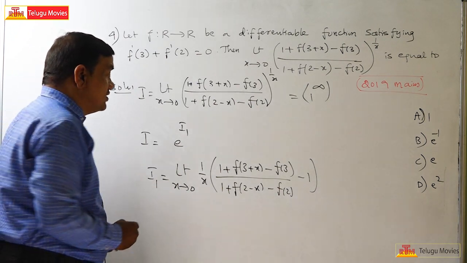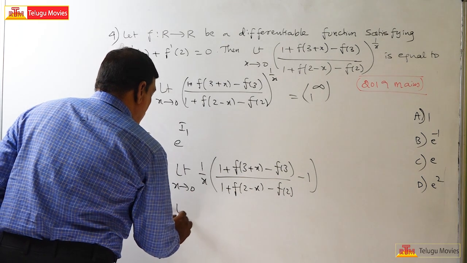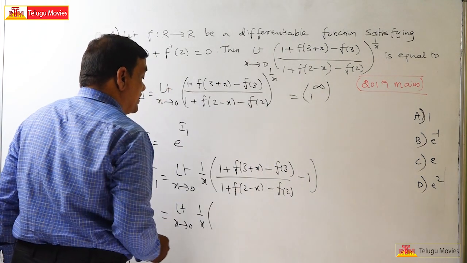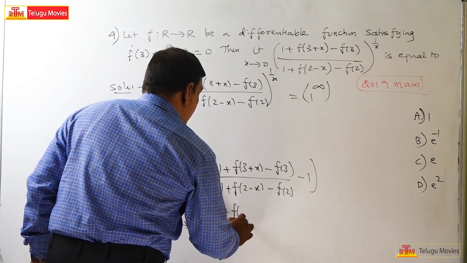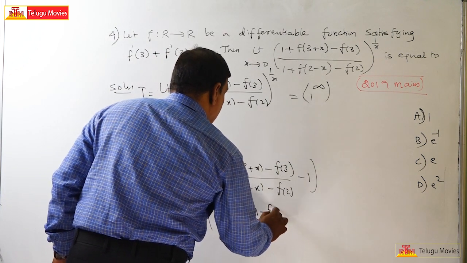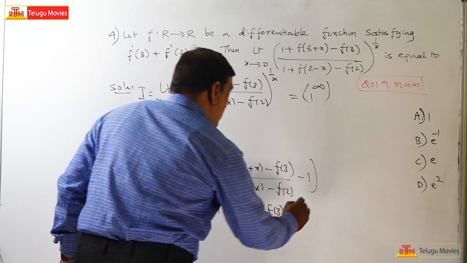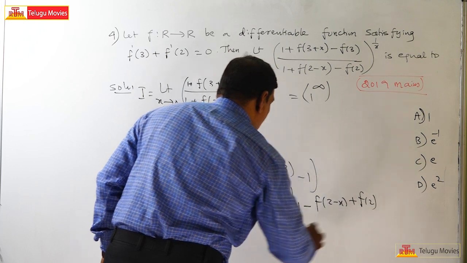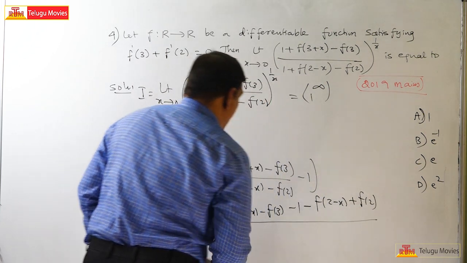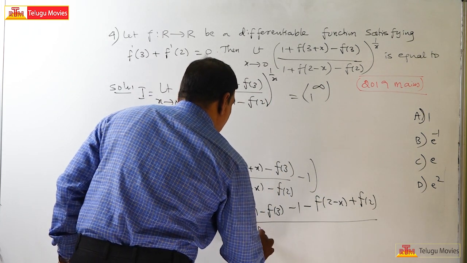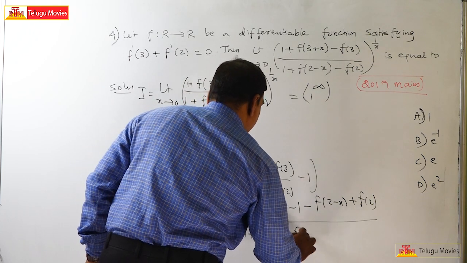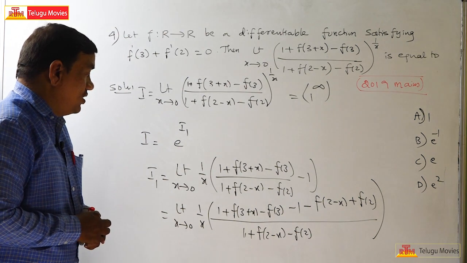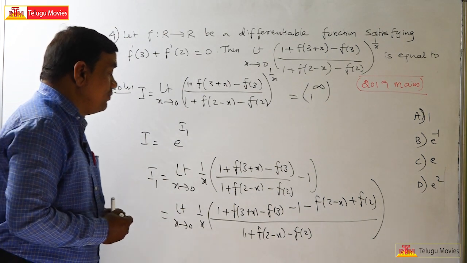So now let us do the LCM here. The limit as x tends to 0, 1 by x into, if you do the cross multiplication, 1 plus f of 3 plus x minus f of 3 minus 1 minus f of 2 minus x plus f of 2, whole divided by 1 plus f of 2 minus x minus f of 2. So I have done the cross multiplication.